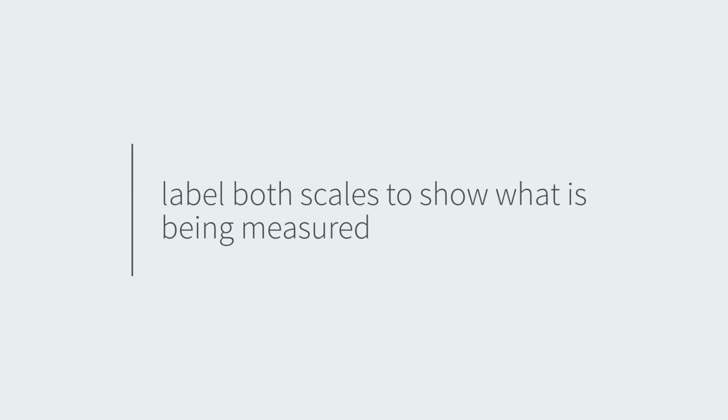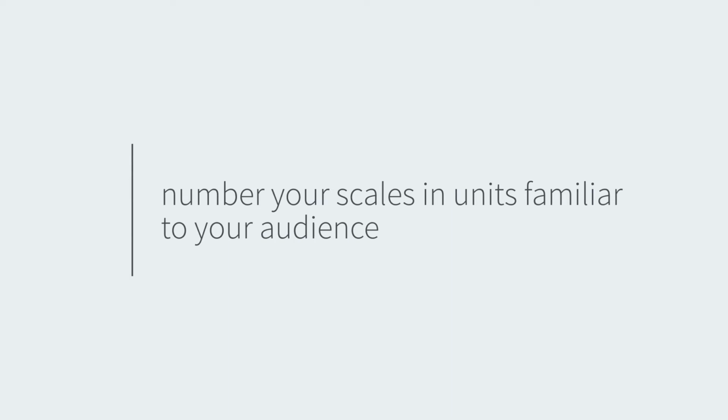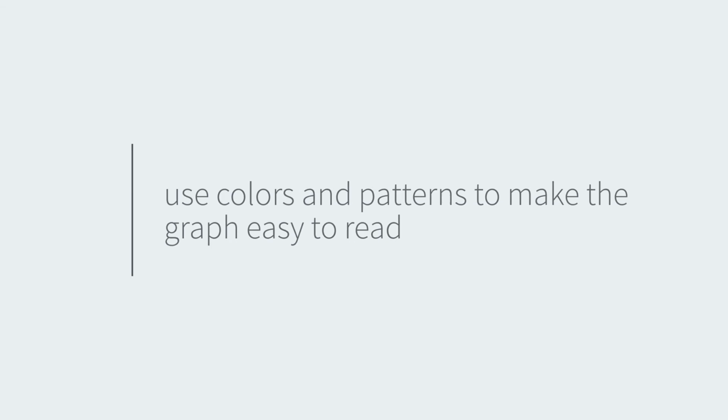Similarly, you need to make sure that your chart is properly labeled so that people know what they're looking at, and that you number your scales in units that are familiar to your audience. Fives, tens, hundreds, and so on. And lastly, make sure you use colors and patterns effectively to make your graph easy to read. If you're making a grouped chart, make sure that the different colors for the different subgroups are very easily distinguishable. Don't use two colors that are very, very close together, because people are not going to be able to tell the difference.